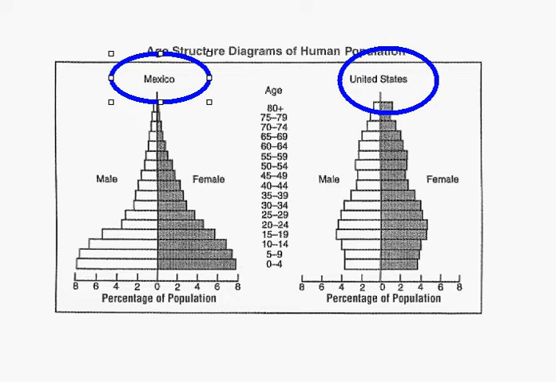Now, one of the things I want you to notice when you look at this is the basic difference has to do with the bottom of the pyramid. You notice at the bottom of the Mexican pyramid, the percentage of population between 0 and 4 extends all the way out to 8% on either side. So that means 8% is boys 0 to 4, 8% is girls 0 to 4. So about 16% of the population is under 4 years old.